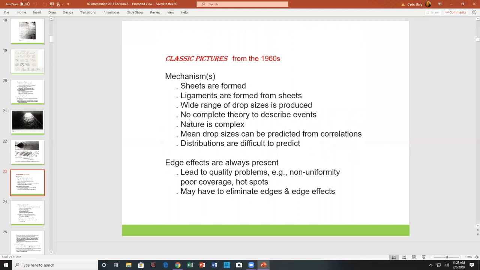Again, you get on some of these calculations that are done with an impinging jet, for example, which is a very important technology. Space shuttle, they have impinging jets. So the calculation of impinging jets become very important. What's interesting is that it's extraordinary what the computer can calculate these days. You have edge effects that lead to lots of quality problems, non-uniformity, poor coverage, hotspots. You may want to eliminate edge effects.